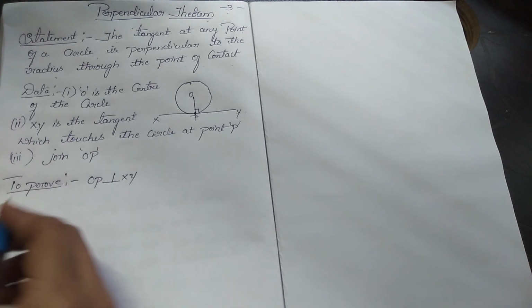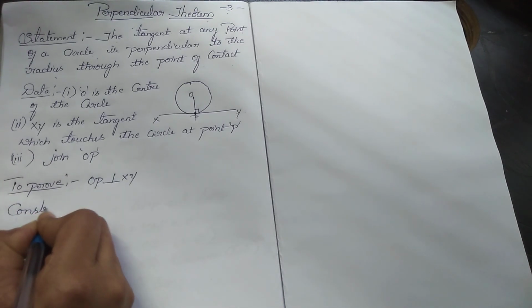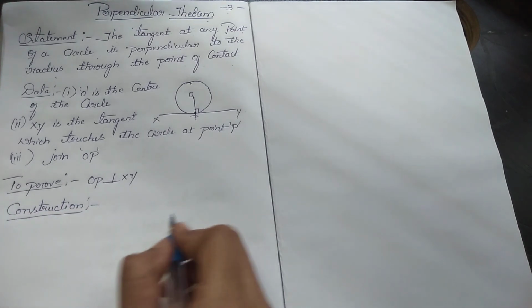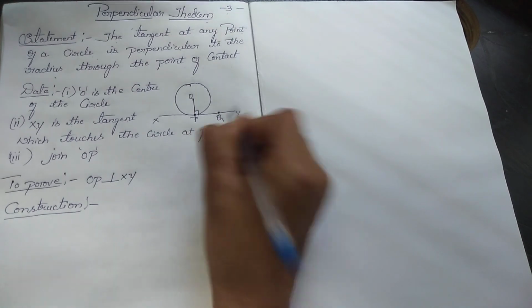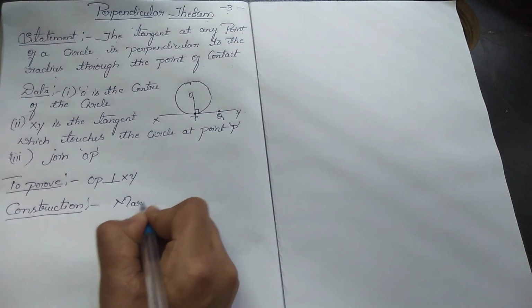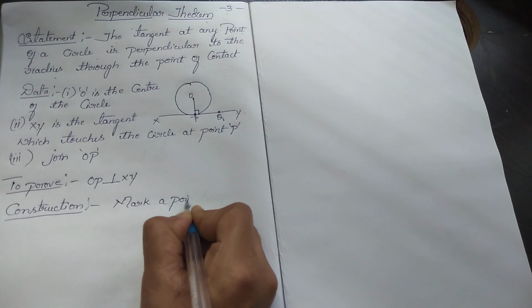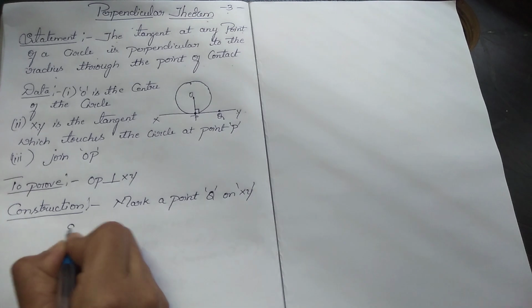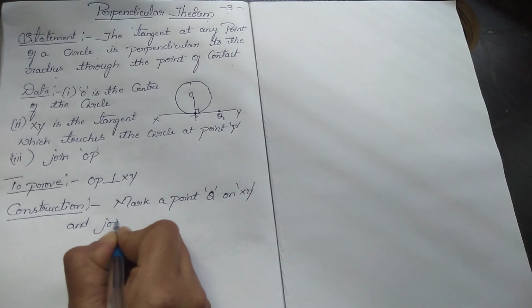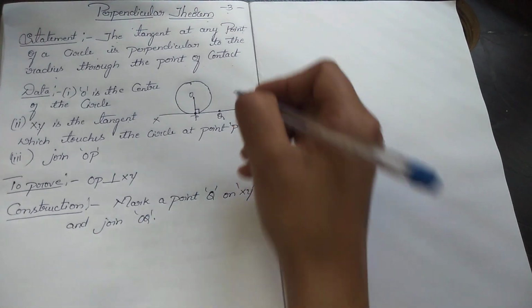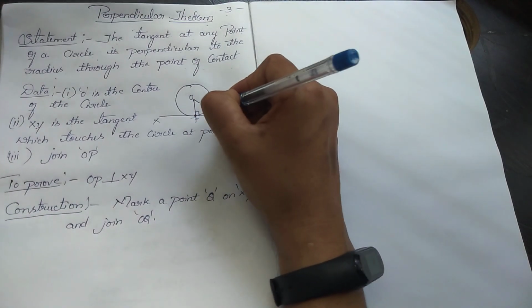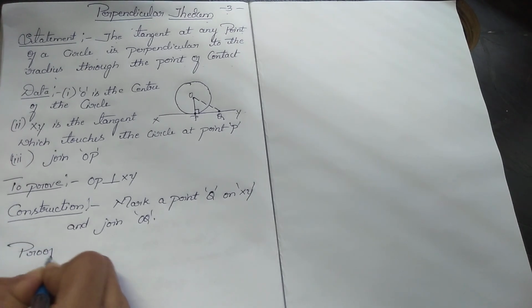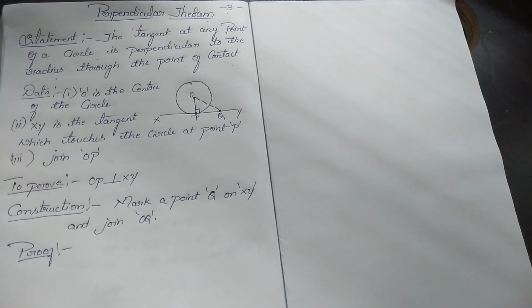In order to prove this, we have to write a construction, that is, mark a point Q on XY and join OQ. So next, proof.